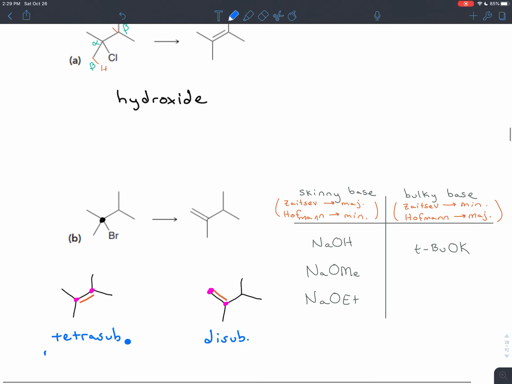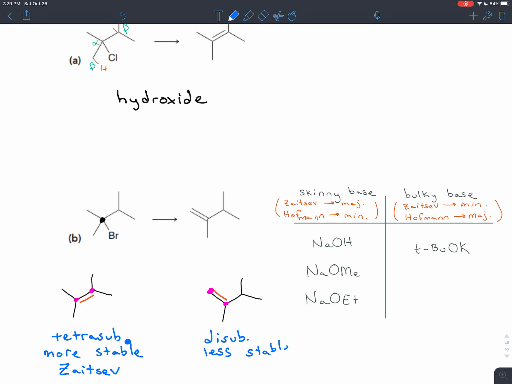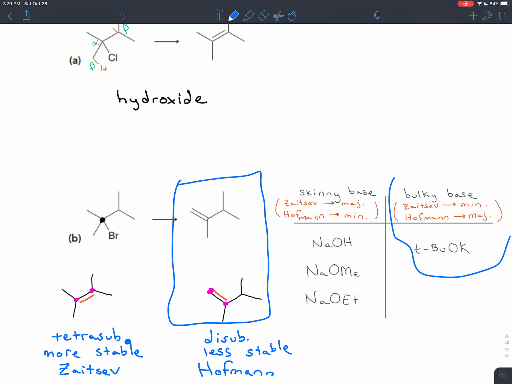So the one on the left is more substituted. That means it's more stable. That's the Zaitsev product. The one on the right is less substituted. That means it's less stable. That's the Hofmann product. Now they want the Hofmann product. So how do you get the Hofmann product to be the major product?